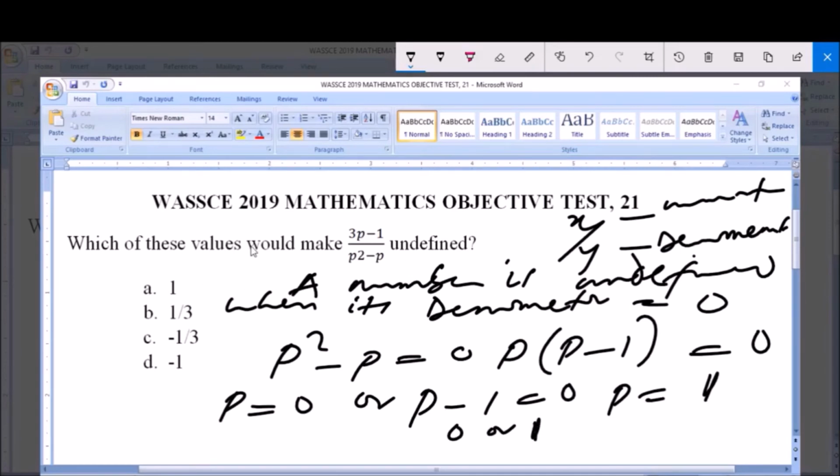But in our question only one value is given to us, so we consider the value that is present here, which is 1. So the value that will make this expression undefined is 1. That's option A. Option A is the correct answer.